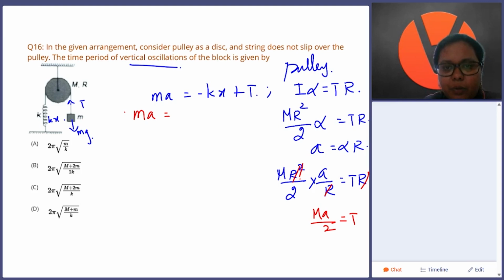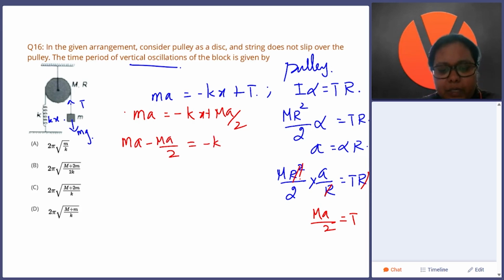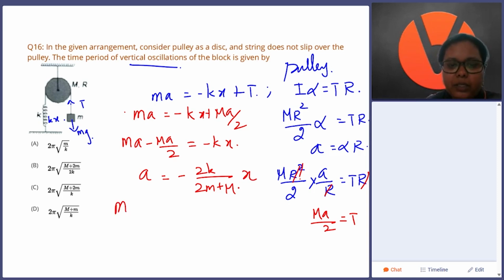Ma is equal to minus kx plus ma by 2, instead of tension if I substitute. So you just rearrange all these things and calculate acceleration. See, ma minus ma by 2 is equal to minus kx. Okay, so by doing all the calculation, what we will get here is minus 2k divided by 2m plus m into x. Okay, so what is the effective mass? M effective would be equal to m plus m by 2, and k would be k only.